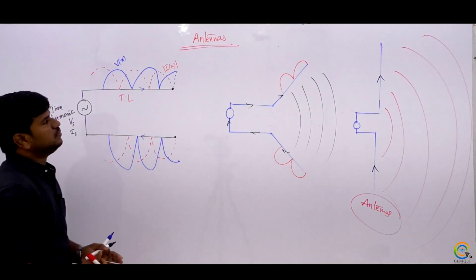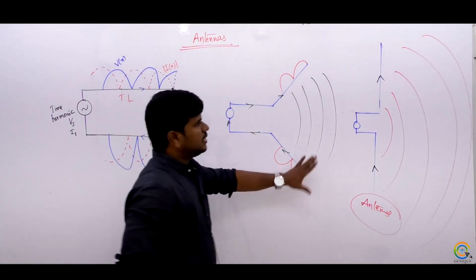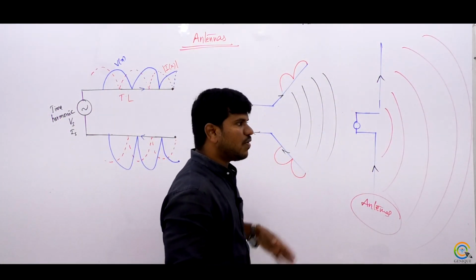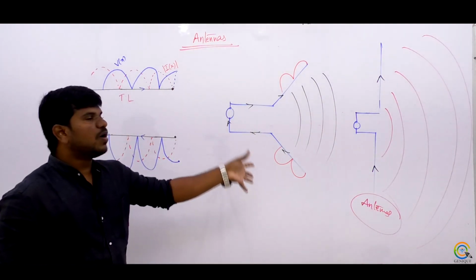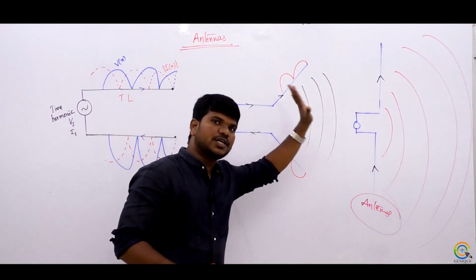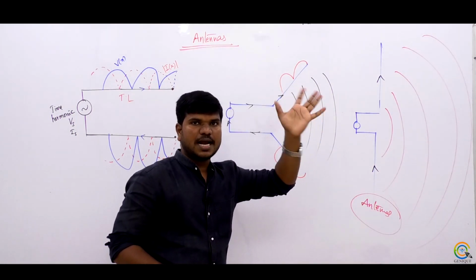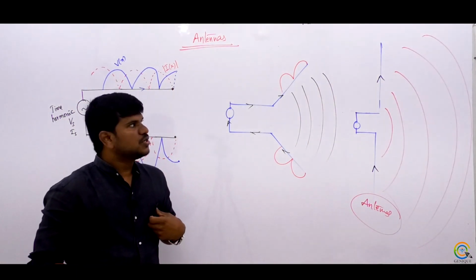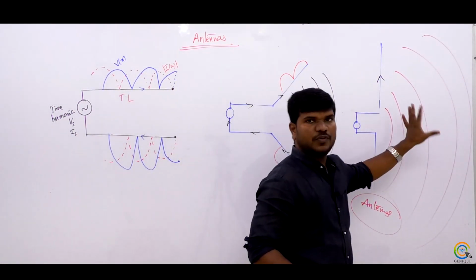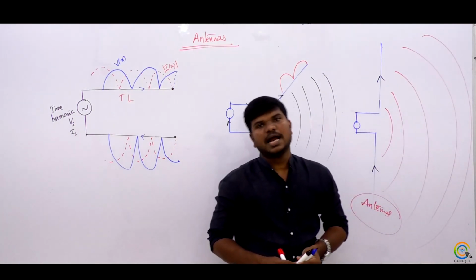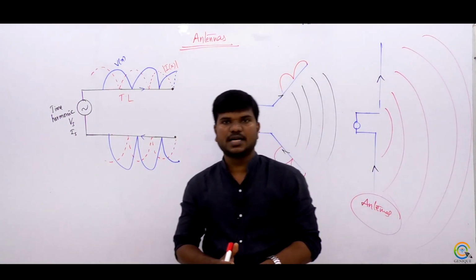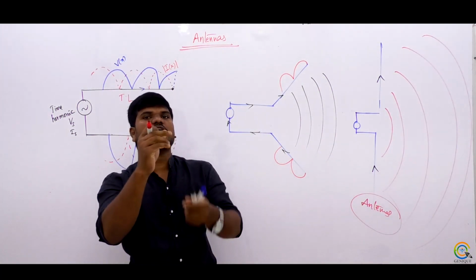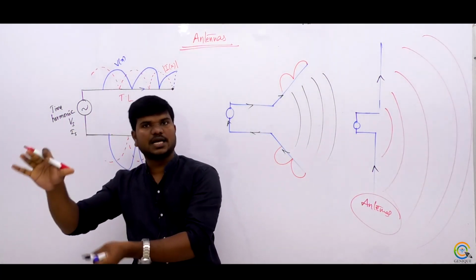Coming to the antenna, the EM waves are propagated into the free space. Whatever EM waves are generated are propagated into the free space, and they must be collected. For capturing these waves we need one more antenna, called the receiving antenna. That receiving antenna receives these EM waves and converts them into voltages and currents again.